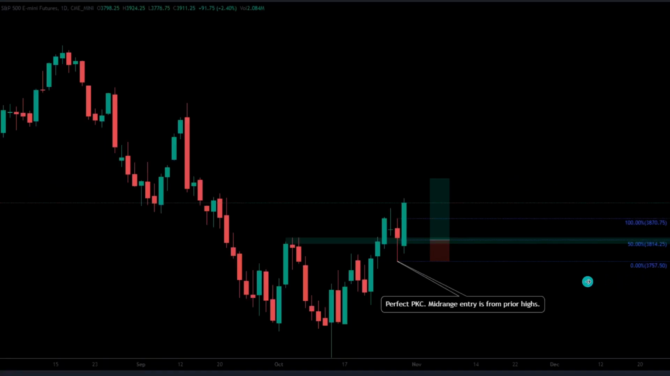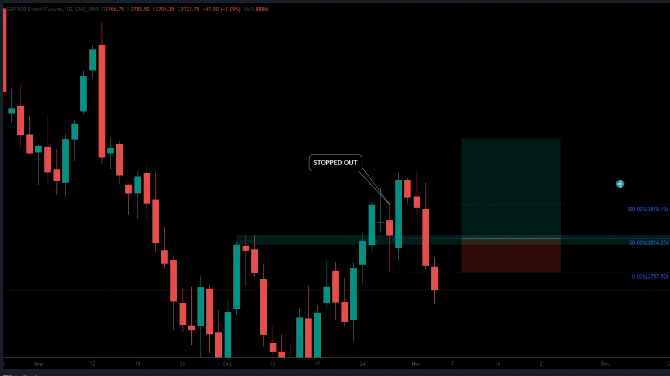Now we have a daily chart for the S&P 500, for ES. So this is the perfect PKC, selling candle, second candle, then impulse candle. And the mid-range is also perfect because it's also retesting and confluent with these prior highs. So when you see this setup, you're like, okay, this is a pretty good trade. Now let's see what happens.